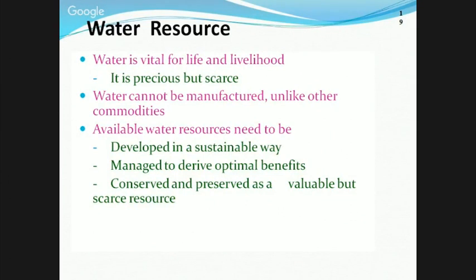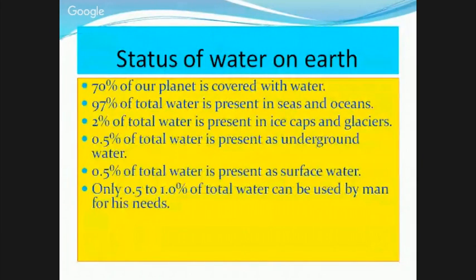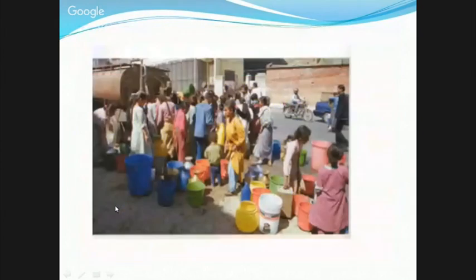But what is happening is that we have to ensure that whatever resources are available are developed in a sustainable way, managed for optimal benefit, and conserved and preserved as a valuable but scarce resource. As I said, 70% of the Earth is covered by water, but only 0.5% of total water is present as surface water, and of that, only 1% of total water available can be used by human beings.